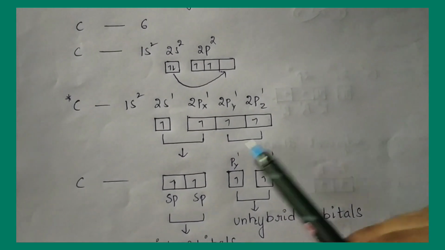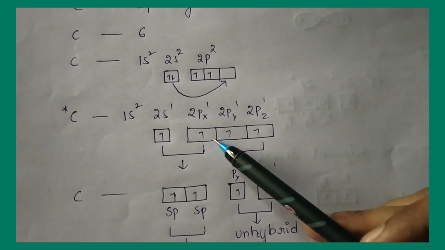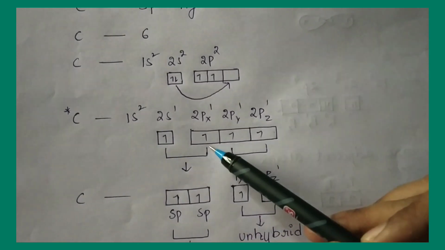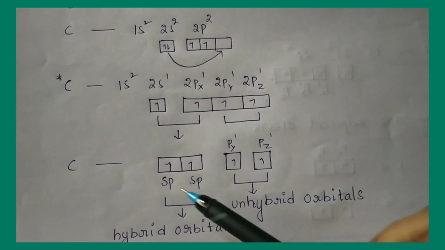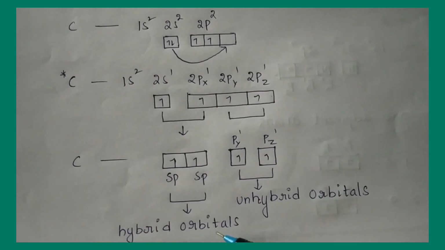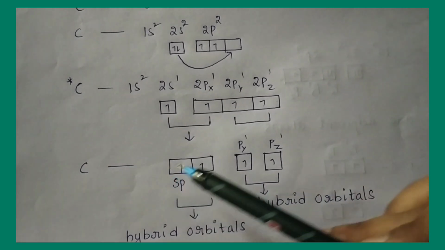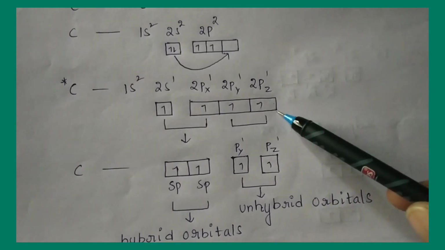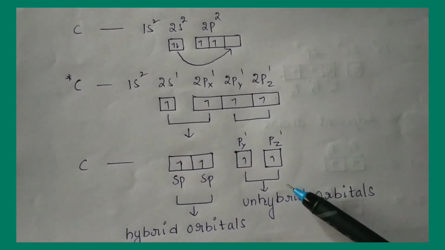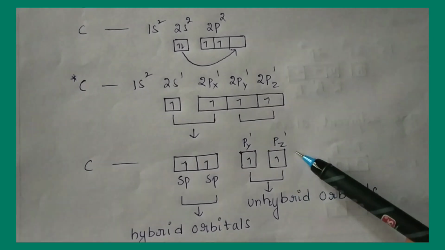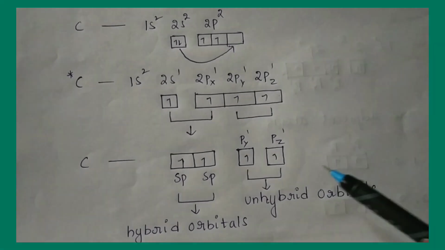So here one s orbital and one p orbital will intermix with each other to form two new sp hybrid orbitals. So these are the new sp hybrid orbitals of carbon, and 2py and 2pz orbitals are unhybridized. So these are the unhybridized orbitals of carbon.